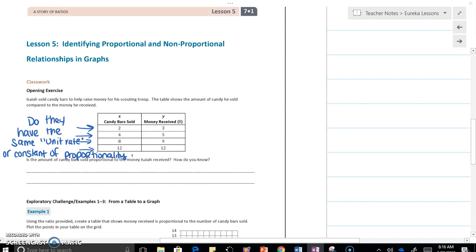Okay. In order to determine that, we're going to use the formula y divided by x. So 3 halves. 3 divided by 2 is equal to 1.5. Then we have 5 divided by 4, which is going to be equal to 1.25. And automatically, I don't even have to keep going. As soon as I see that two of my values have different unit rates, I can tell that this is not a proportional relationship. So no.